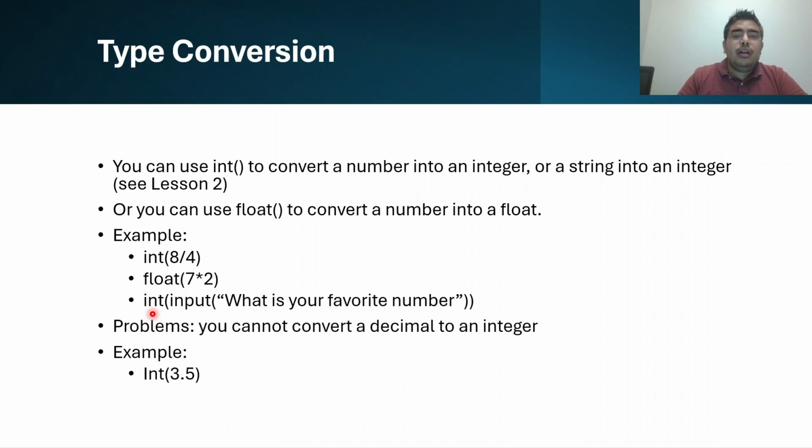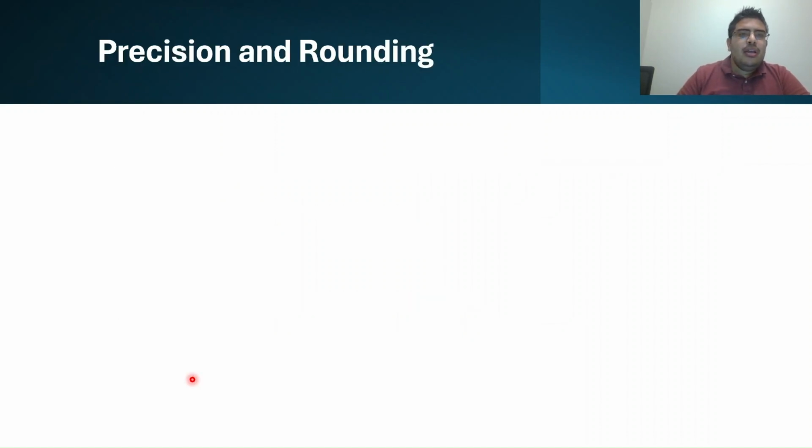You can't convert a decimal into an integer. That's the only problem. That'll result in a type error, I think. An example, int(3.5). That won't work. It will not work. We'll cover that during the lecture, during the coding section.